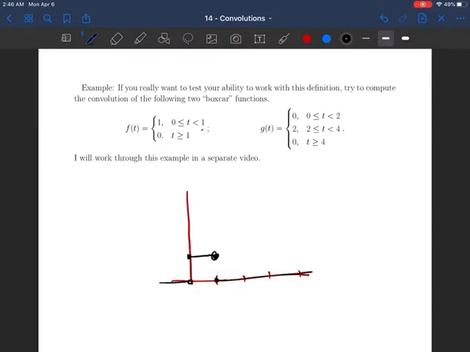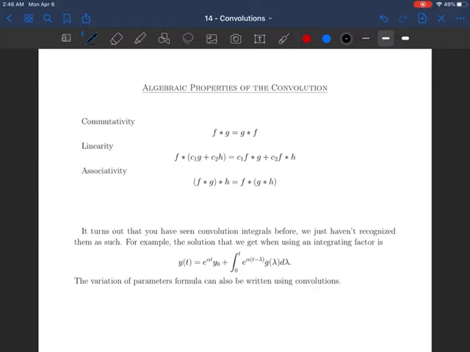2, 3, 4. So it's 0, and then it jumps up, and then it's 0, and then it comes back down, and g would be 0 until 2, then it jumps up, and then it goes back down over there. So because they make little boxes like this, these are sometimes called boxcar functions. So what happens if you convolve those two things against each other? That I've worked out. That's in a separate video that you can take a look at in the playlist. We're not going to do that here because that would just make this video way too long.